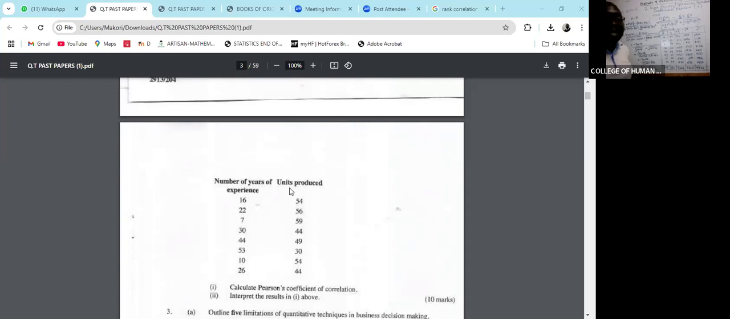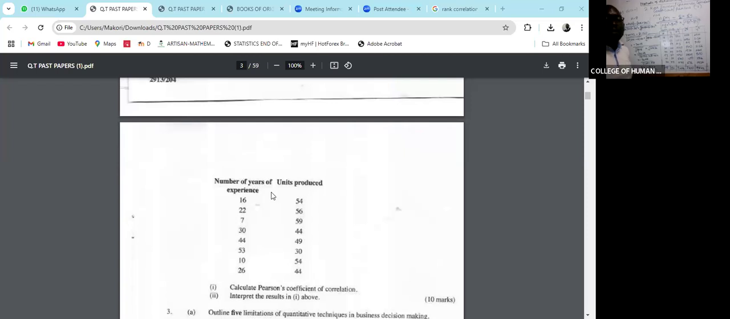And when it is a high negative correlation, it simply means that with a lot of experience, it does not mean that you are going to produce more units. High number of experience in terms of years does not result into high production, because a person with 16 years of experience can produce 54 units. But there is a person with 26 years, but he only produces 44. So the years of experience is not a determining factor on the number of units the person is going to produce. That's why they are negative.